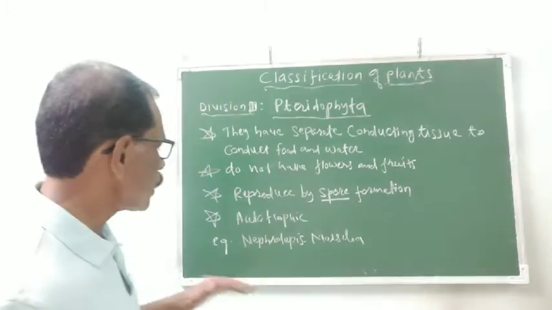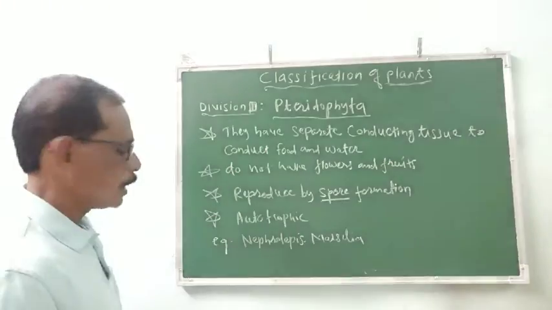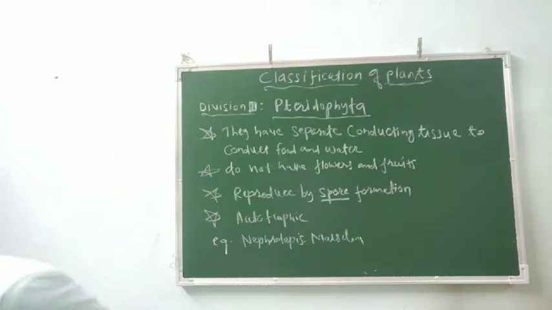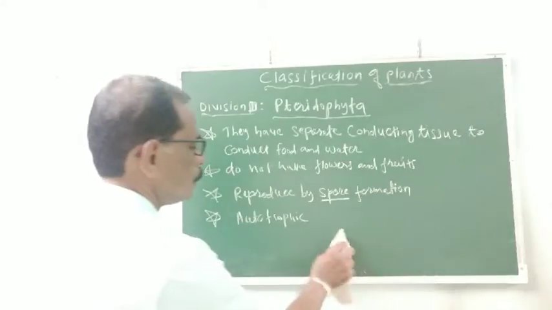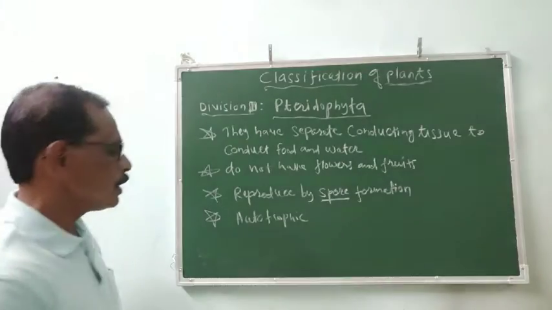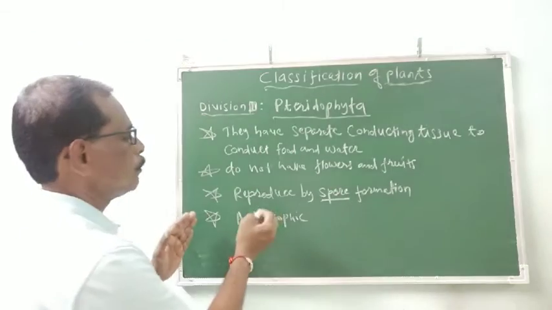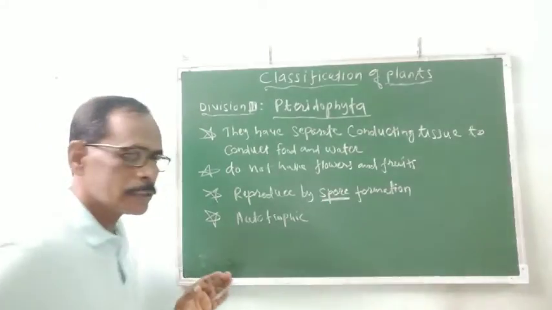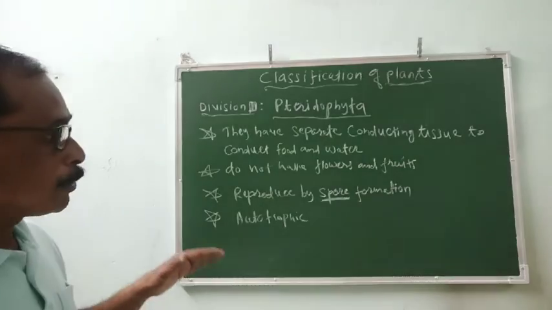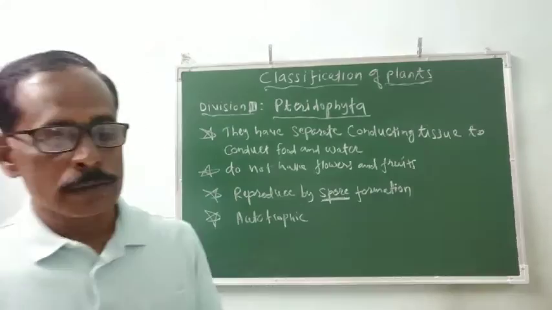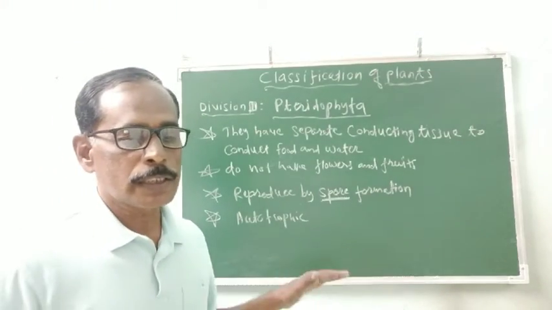In the pteridophytes, if some plants reproduce by spore formation, it is asexual reproduction. But some plants also develop the zygote in sexual reproduction.